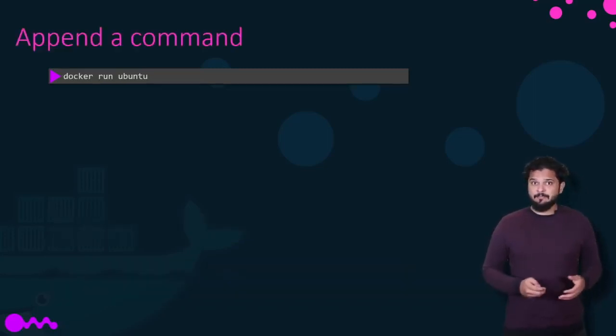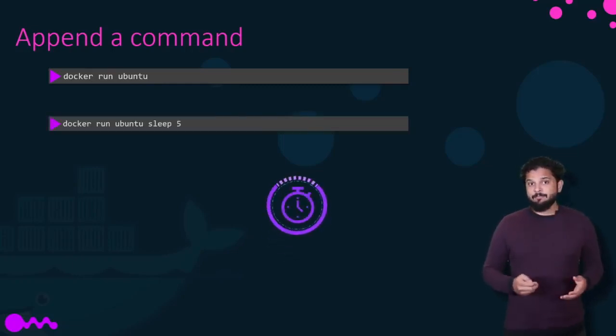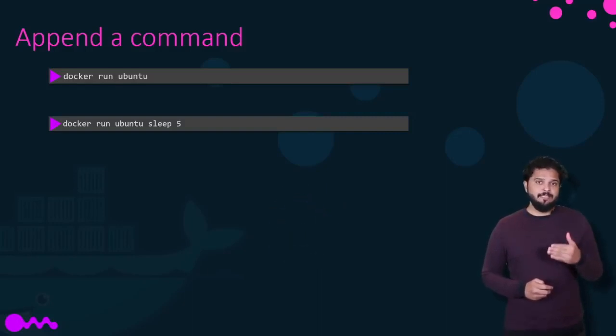If the image isn't running any service, as is the case with Ubuntu, you could instruct Docker to run a process with the docker run command. For example, a sleep command with a duration of 5 seconds. When the container starts, it runs the sleep command and goes to sleep for 5 seconds, post which the sleep command exits and the container stops. What we just saw was executing a command when we run the container.